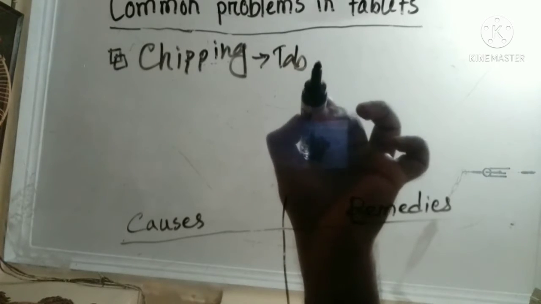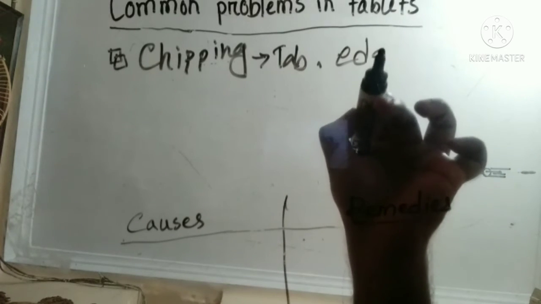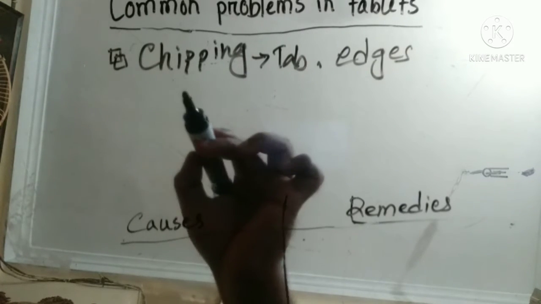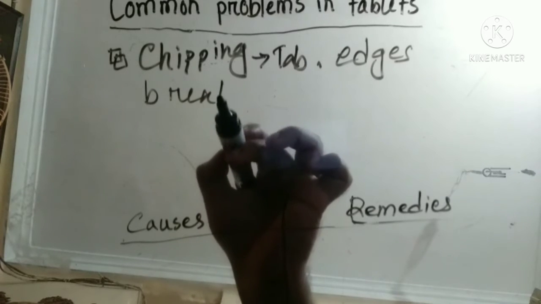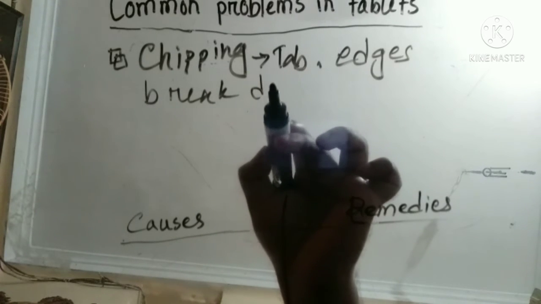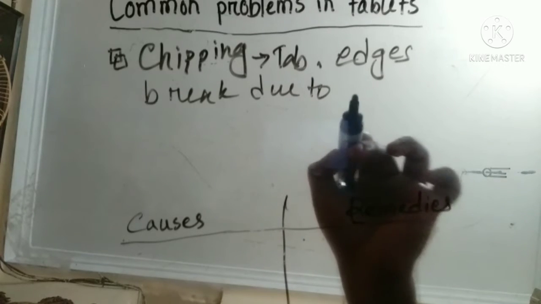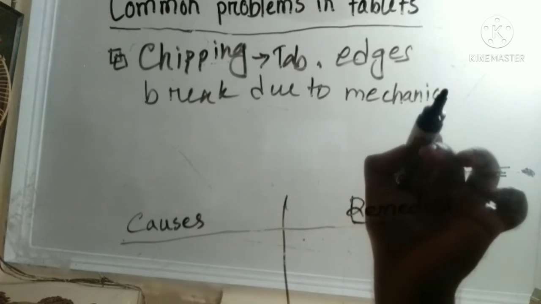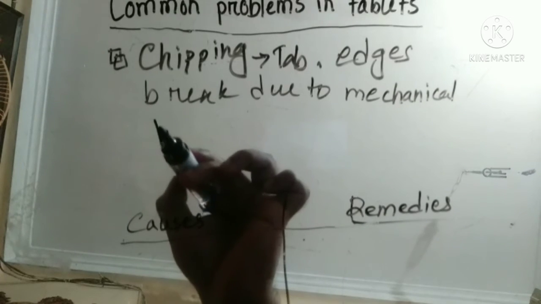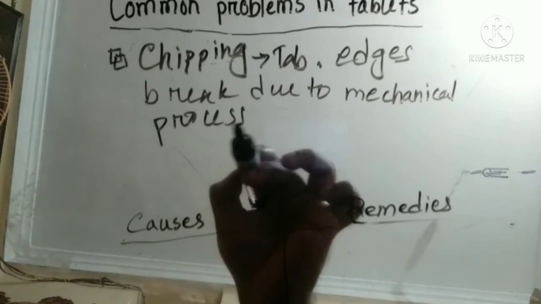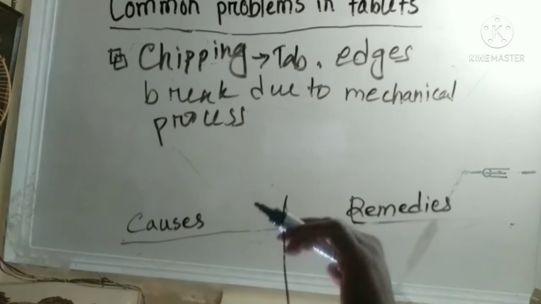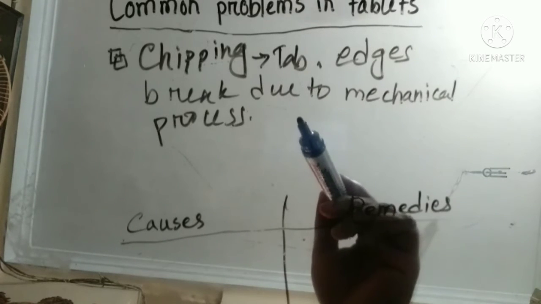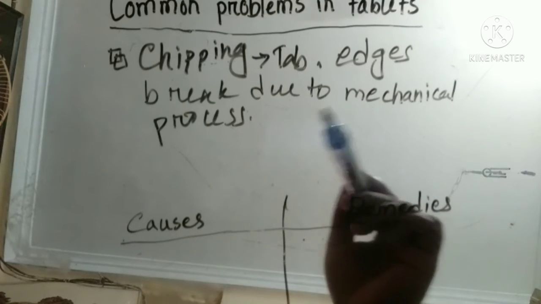Tablet edges, we should write the word edges. Tablet edges break due to mechanical process. Okay, you can write very easily. You should not write very long things. You can write very easily that tablet edges break due to some mechanical process.